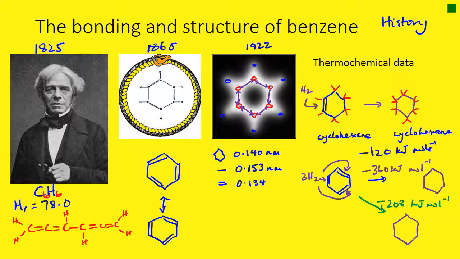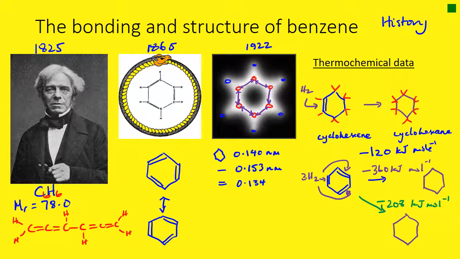Because the bonds formed are the same, the bonds broken must take a lot more energy if the enthalpy of hydrogenation is less than you would expect. So the bonds must take more energy to break because the benzene is more stable than you thought. So they had to try and explain this stability, and what eventually was come up with was a cyclical delocalized model of benzene, and we draw it like this.